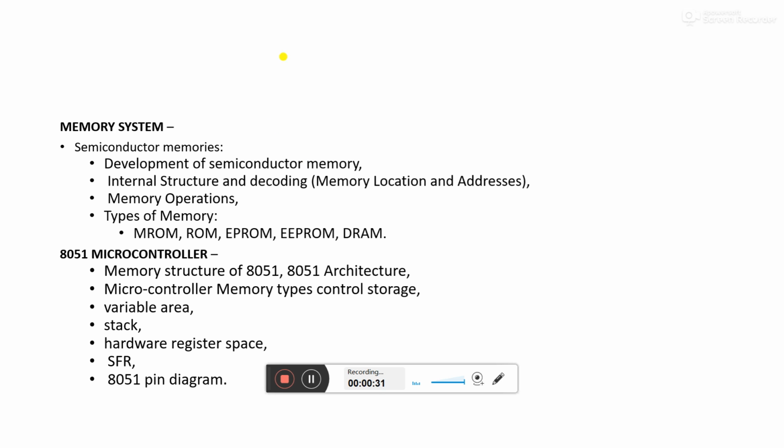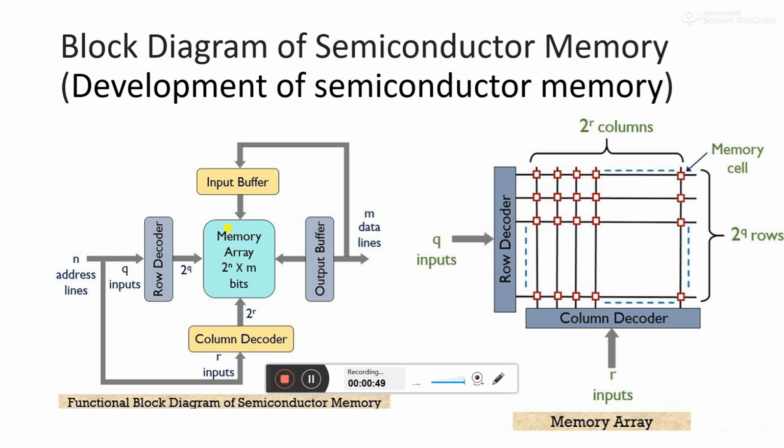So in 8051 we will discuss the semiconductor memory, internal structure and the decoding of the memory location and address, memory operations, types of memories, in which we will read about MROM, ROM, EPROM, EEPROM and DRAM. So one by one we will cover the things.